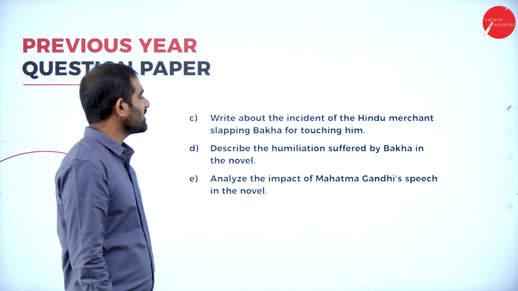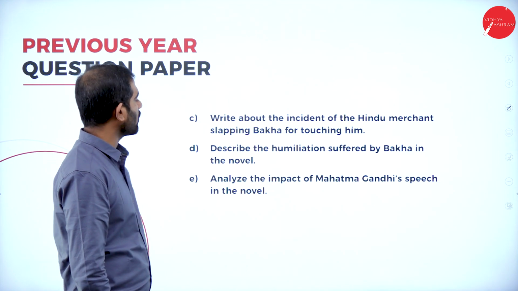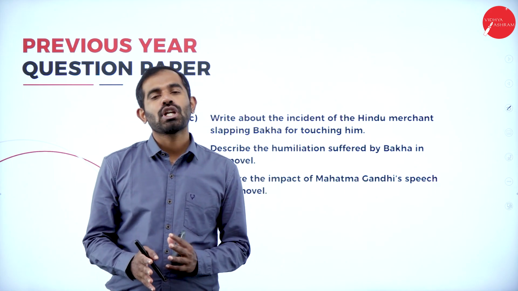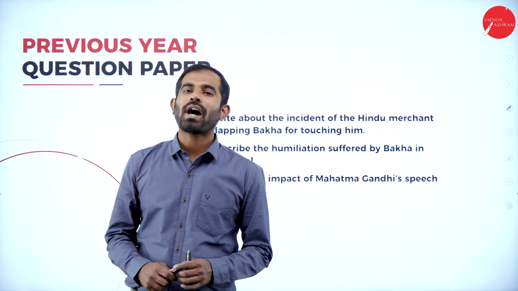Next, the last one: analyze the impact of Mahatma Gandhi's speech in the novel. Here, Gandhiji is one of the main characters who plays a pivotal role in the life of B.A.